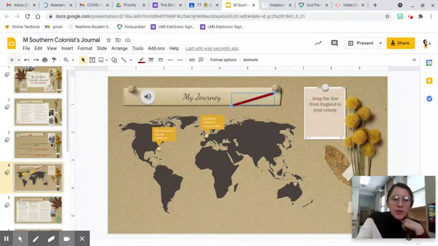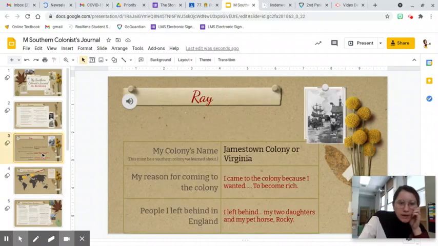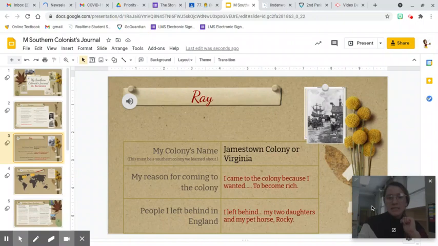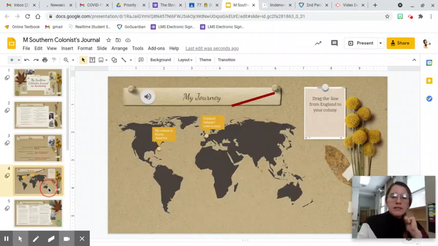Okay, so this is just going to be a part 2 of your directions. You'll remember that we did slide 3, where we chose our character's name, the colony they're living in, which needs to be a real Southern colony, you're not making one up, why you came to the colony, and who you left behind in England.